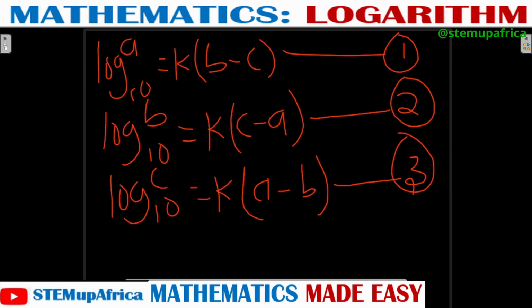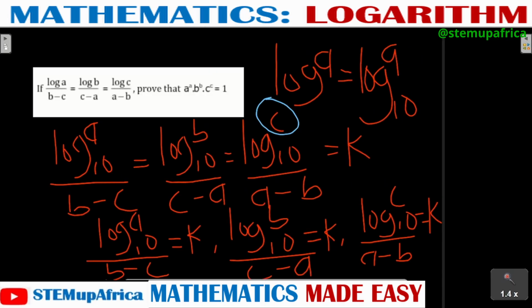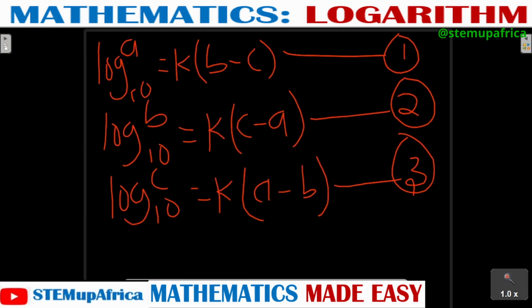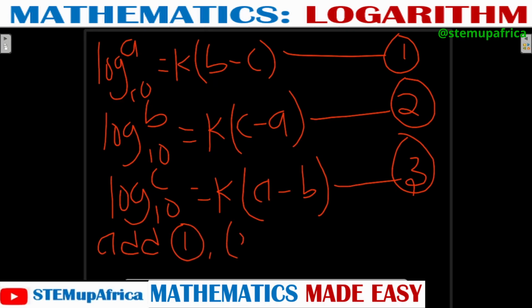So let's go back to the question. You look at the question, we have a raised to the power a. We're trying to look for a raised to the power a. That means I need an expression for a, I need an expression for b, and I need an expression for c. So I will simplify this expression and see if my result will be 1. So what do we do from here? Let's add these 3 equations. Add 1, 2, and 3.